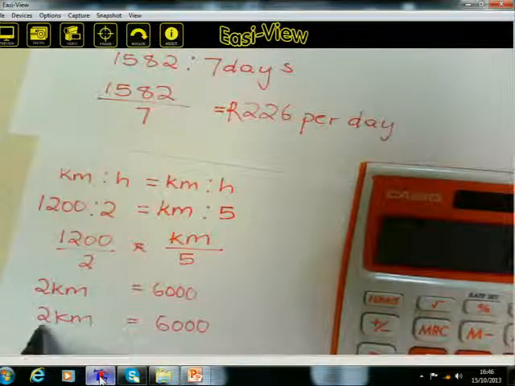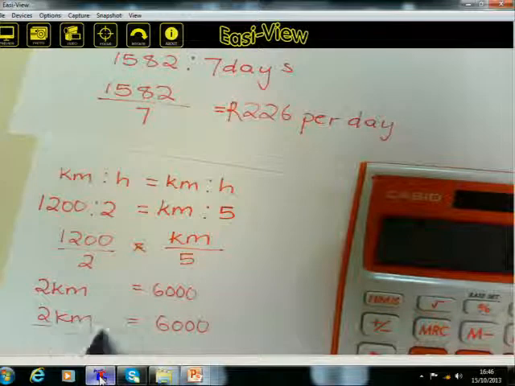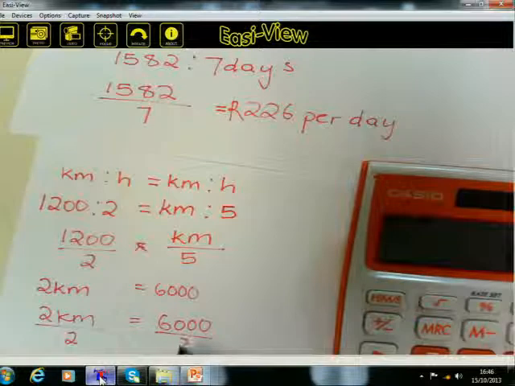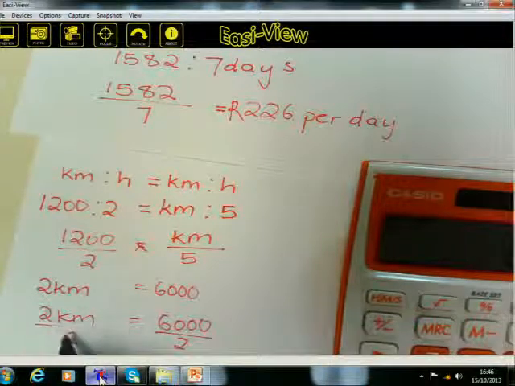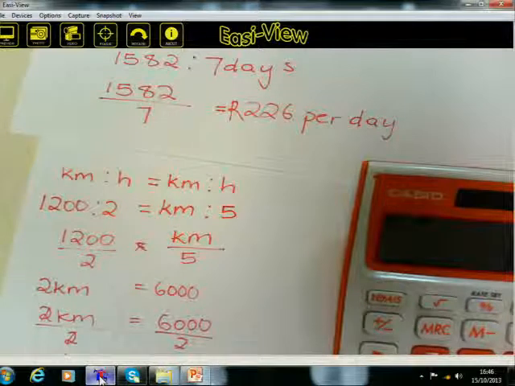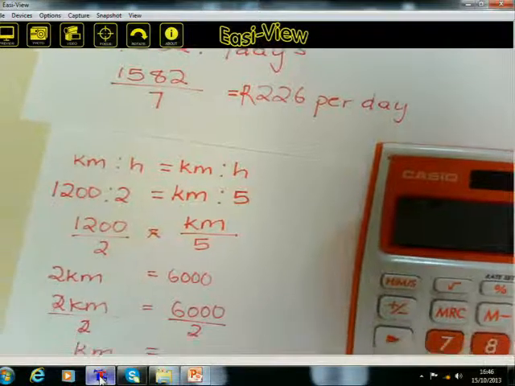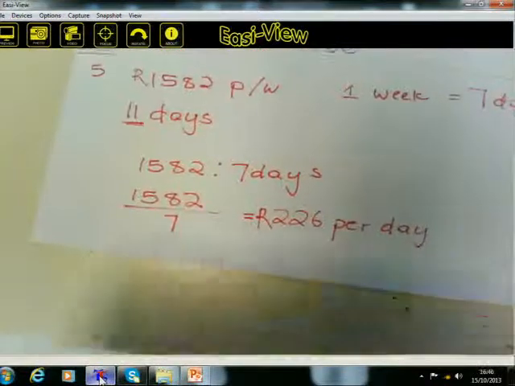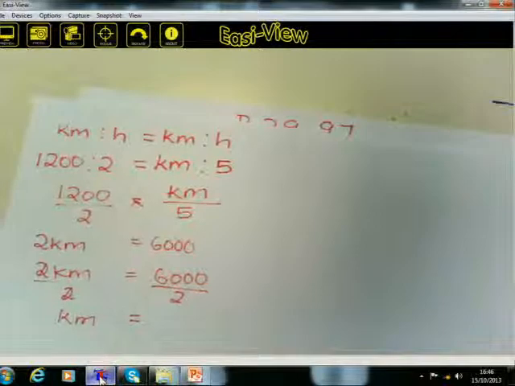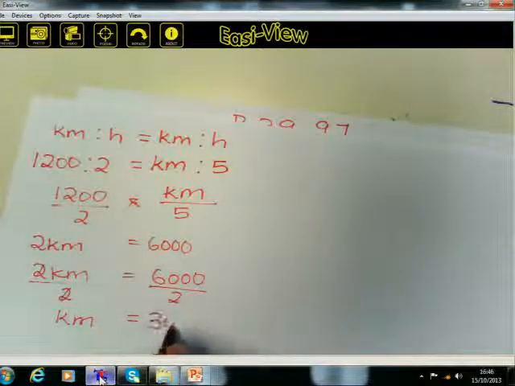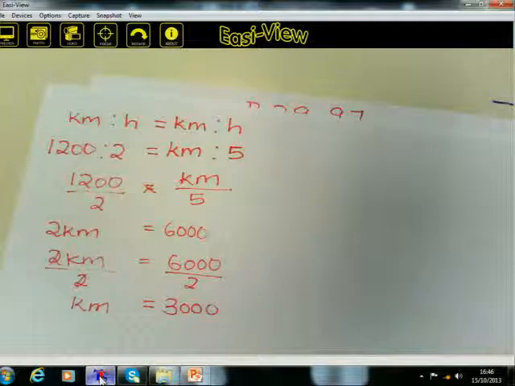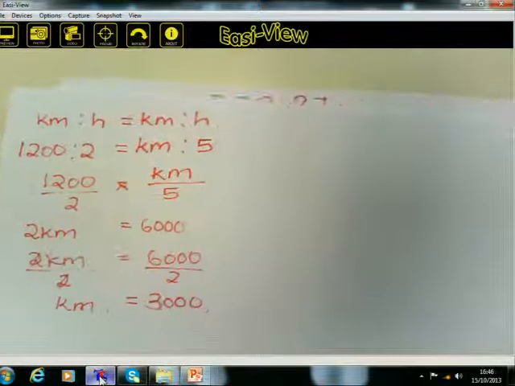We want to get rid of the 2 so that we're left with the kilometers alone on the side. So we divide by 2. What we do on one side, we do on the other side. We divide by 2. This one cancels that one, and then we're left with kilometers is equals to 6000 divided by 2. 6000 divided by 2, sorry for that, is going to give us 3000. So now it's going to give us 3000 kilometers. Let's go to our next question.